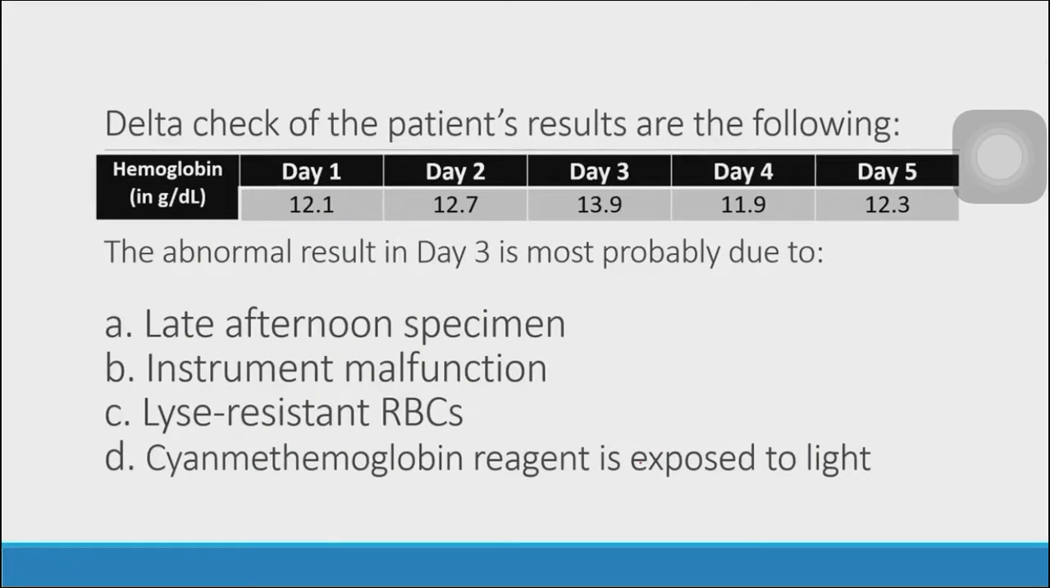So for this example, the delta check of the patient's results are the following. Hemoglobin at day 1 is 12.1, day 2 is 12.7, day 3 13.9, day 4 11.9, day 5 12.3. So the abnormal result in day 3 is most probably due to... okay, so again, let's look at the result in day 3, 13.9, as compared with day 2, 12.7, the next day 11.9, then day 5, 12.3.